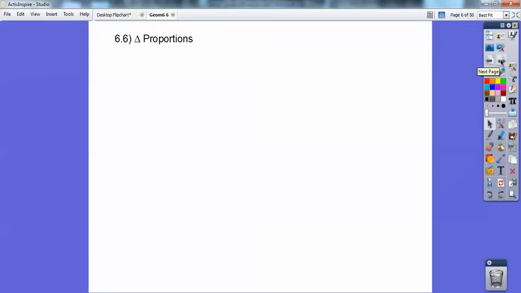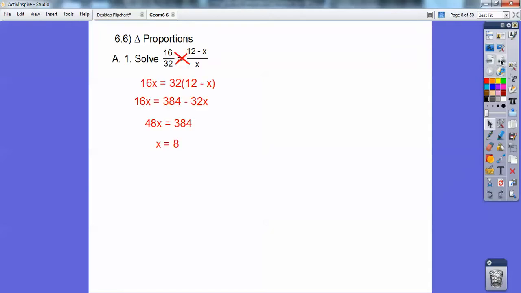So triangle proportions. Solve each proportion. Okay, so we've done these before. Go ahead and cross multiply. And remember, I go fast, but you can pause these. So you should get x equals 8 on that one.